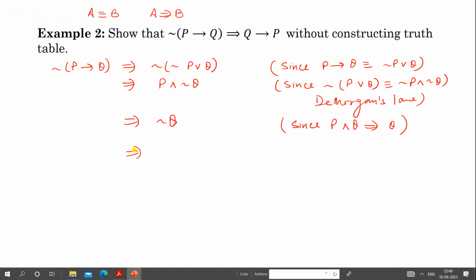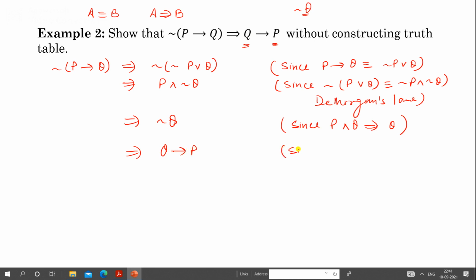Now we have to show that this tautologically implies Q implies P. This is a conditional statement. In this conditional statement, this is condition and this is conclusion. So you know that whenever this condition is false, this conditional statement will be true. So whenever this condition Q is false, that is, whenever negation Q is true, this conditional statement will be true. So here this negation Q is true. So directly you can write, if this is true, then this tautologically implies Q implies P.